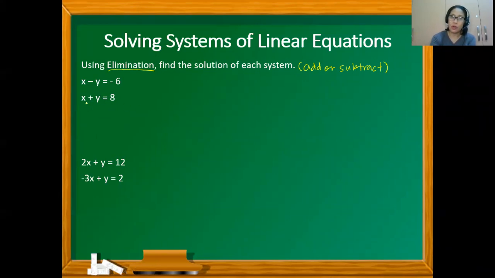So for example here, if we're going to use addition, x plus x is 2x, and negative y plus y is 0. So that's why the variables y are cancelled, and then negative 6 plus 8 is 2. Then we can solve for one variable, which is x here. Divide both sides by 2 and x equals 1. Now with x equals 1, we will substitute x equals 1 to either of the equations.